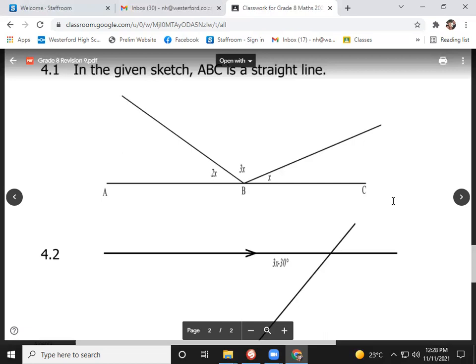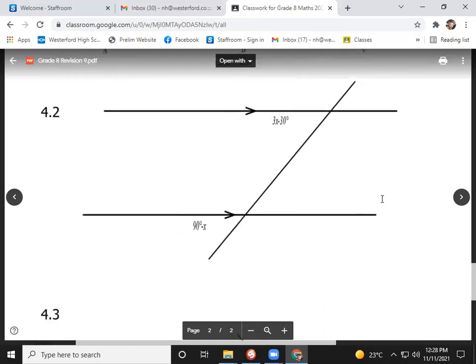Yes. Everything we've done this year is in the test except for constructions. Okay, next up. Tomorrow. All right, 4.2. They're parallel lines.